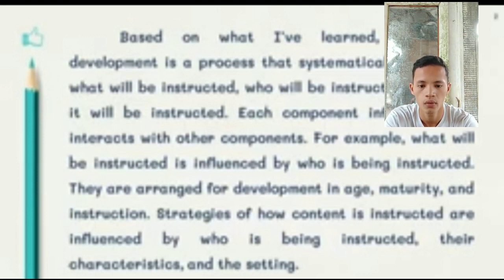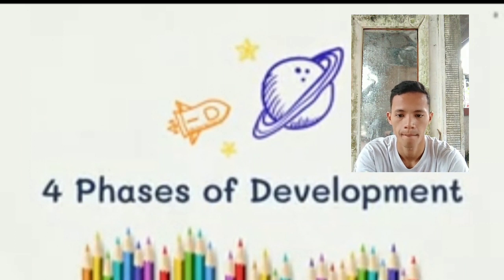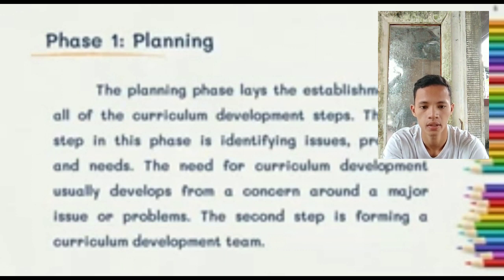Strategies of how content is instructed are influenced by who is being instructed, their characteristics, and the setting. There are four phases of development. First is planning. The planning phase lays the establishment for all of the curriculum's development steps. The first step in this phase is identifying issues, problems, and needs. The need for curriculum development usually develops from a concern around a major issue or problem.